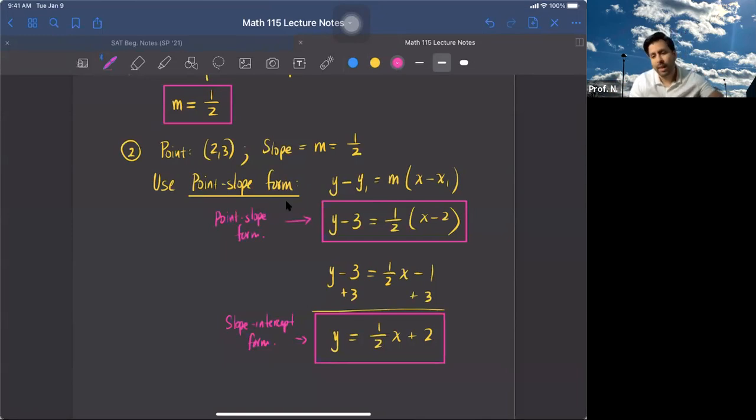But what do you put on the test, for example? Unless I specifically say, hey, find the point slope form, then use the point slope form. Find slope-intercept form. So there's going to be specificity as to which form to use, but you should be able to do both.